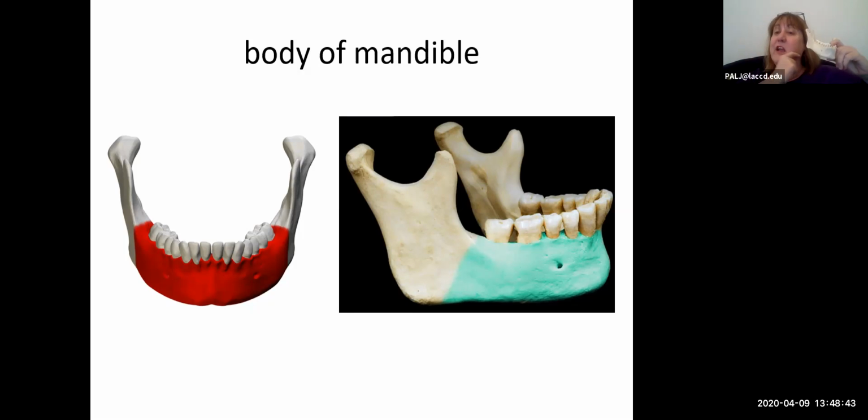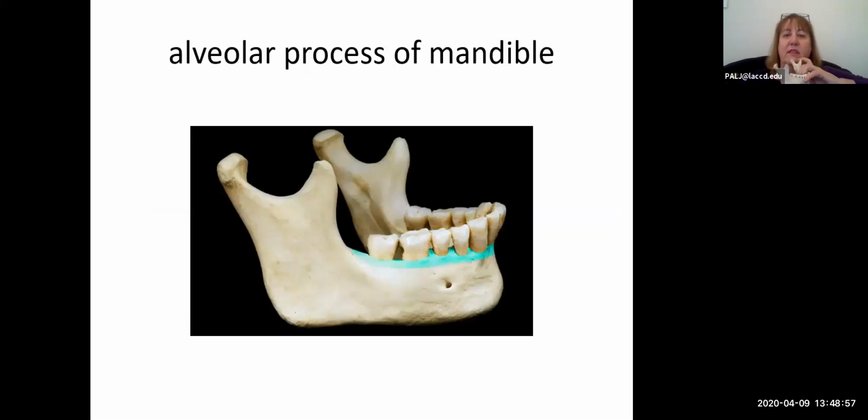So that entire red area on both sides is called the body of the mandible, and it will contain about 16 teeth if you have all your teeth. The part of the mandible that contains the roots of those teeth is called the alveolar process of the mandible. Notice this is the same term as we had for the maxilla for the other 16 teeth. So there's an alveolar process in the maxilla and a different alveolar process in the mandible.